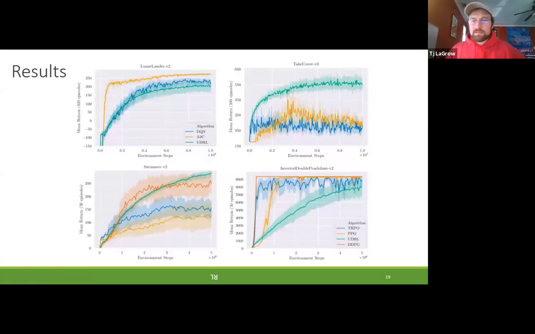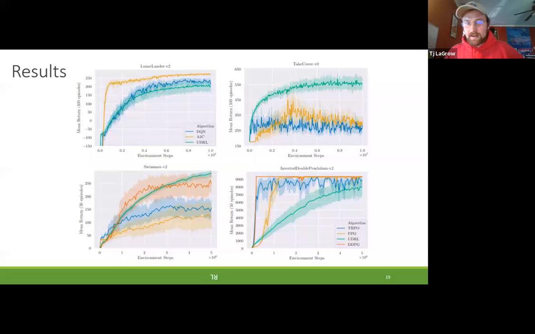Going over some of the results here, these are results on tasks. So the top row with lunar lander and take cover are discrete valued actions that the agent can take, and the bottom row is continuous valued actions, as a swimmer can continually move, or the inverted pendulum is continually moving as well. The solid lines represent the mean of evaluation scores over 20 runs using tuned hyperparameters and experimental seeds from 1 to 20. Shaded regions represent 95% confidence interval using 1,000 bootstrap samples.